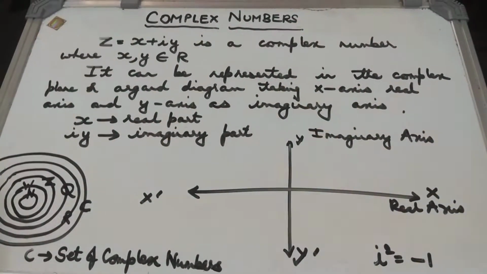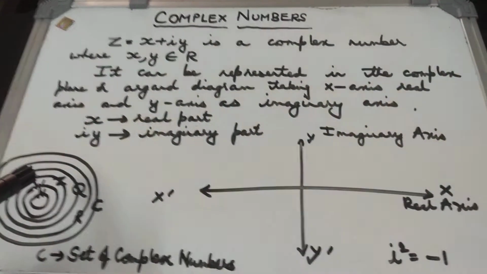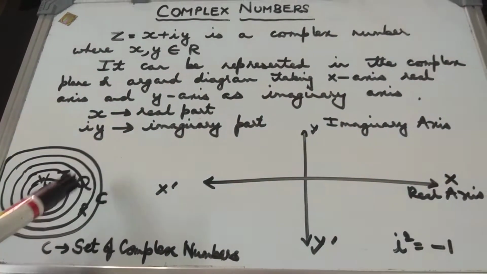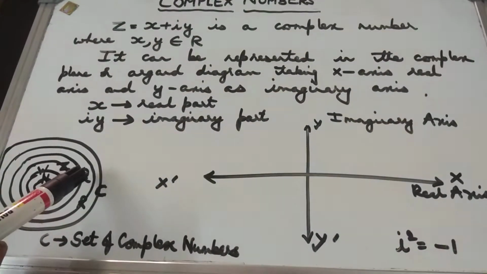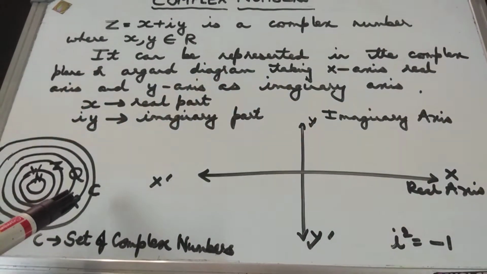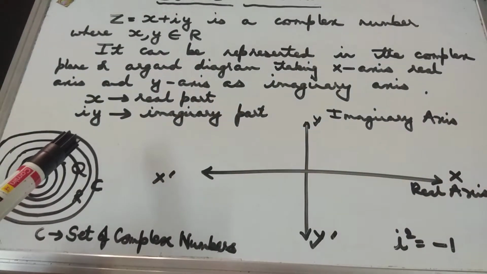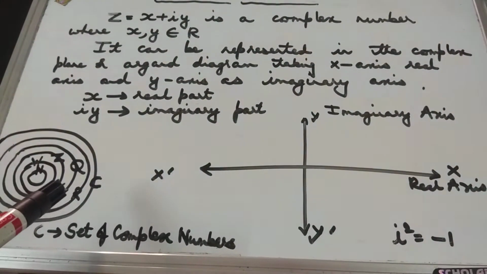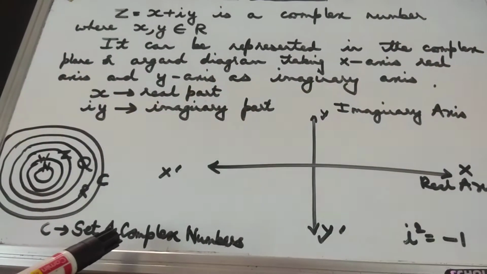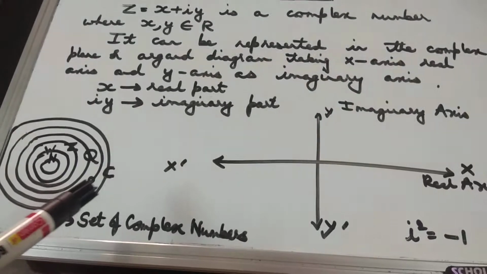So we know natural numbers are contained in whole numbers. Whole numbers are contained in integers. Integers are contained in the set of rational numbers. And rational numbers plus irrational numbers are contained in the set of real numbers. And real numbers, which constitute all the numbers, will be contained in the set of complex numbers, where the set of complex numbers I have represented here with the letter C.